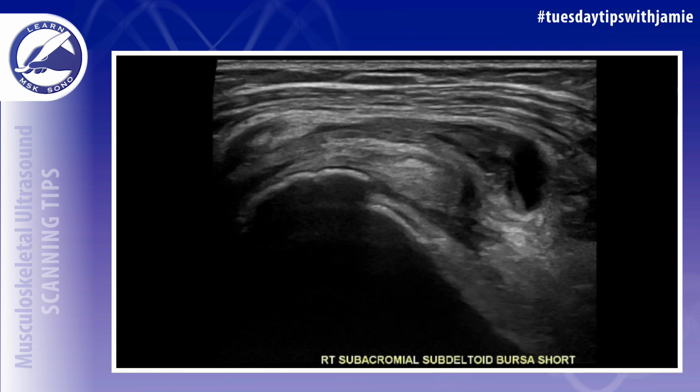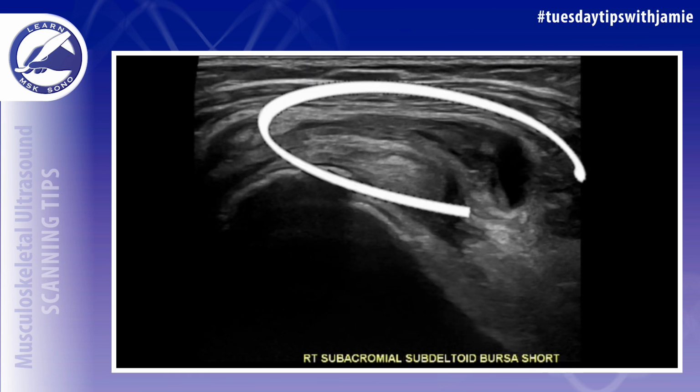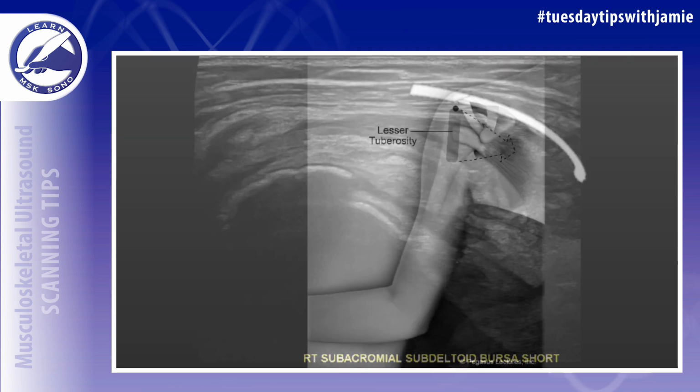When evaluating the rotator cuff, you should also be looking at the overlying subacromial subdeltoid bursa for any complex or simple fluid indicative of bursitis.